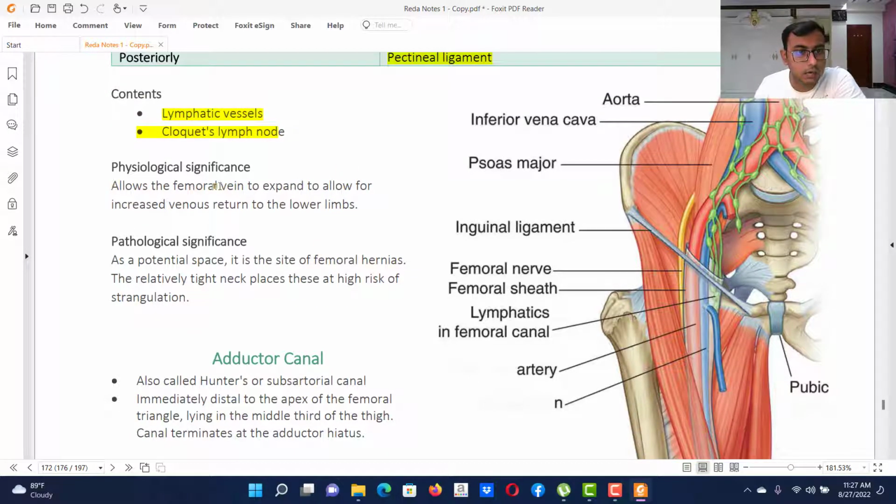The physiological significance is that it allows the femoral vein to expand and increase venous return. So the femoral canal acts as a reservoir space. You can see the femoral canal here. This is the femoral canal, medial to the femoral sheath. It contains lymph nodes, so it helps the femoral vein to expand during venous return. When venous return increases, it gives pressure on the femoral canal, so it can expand.